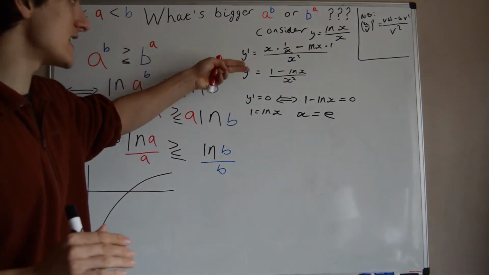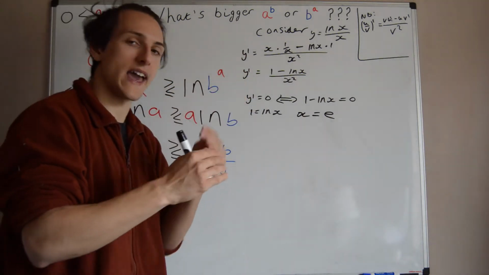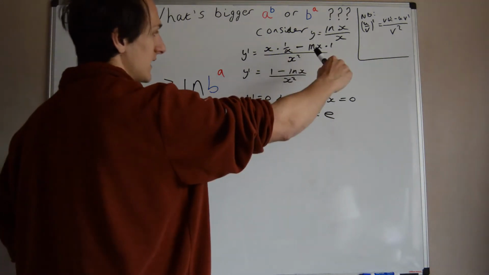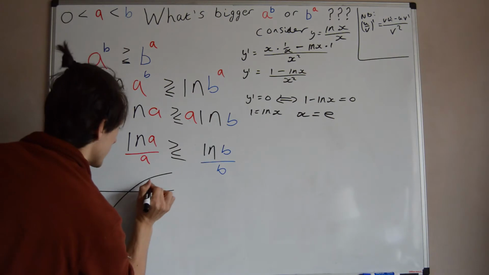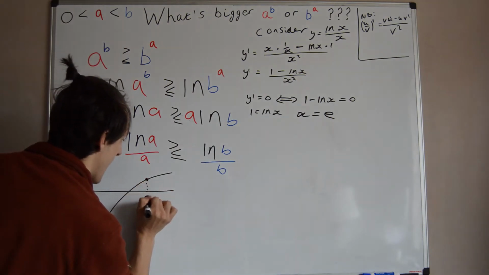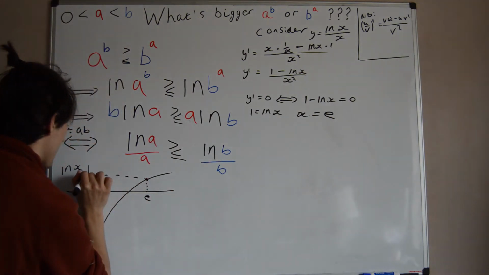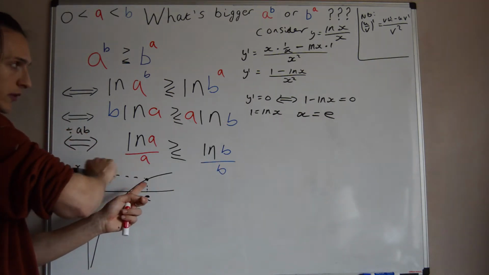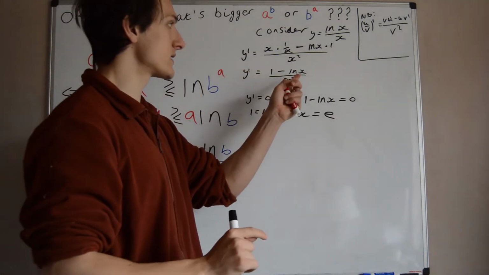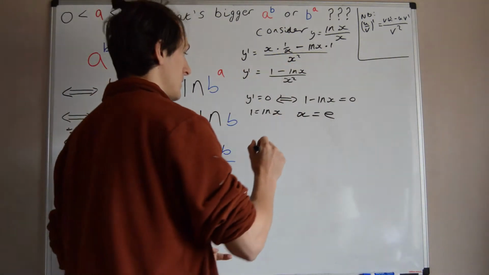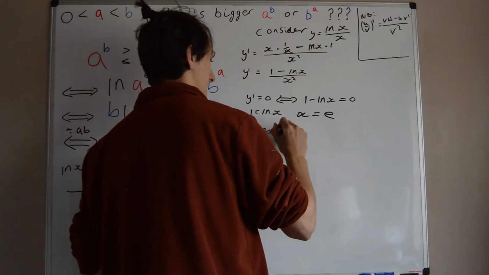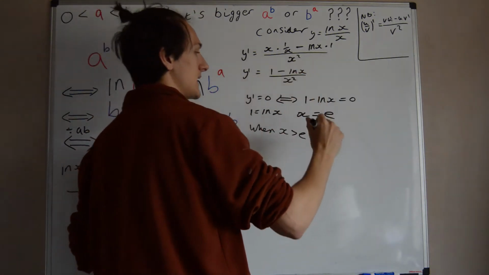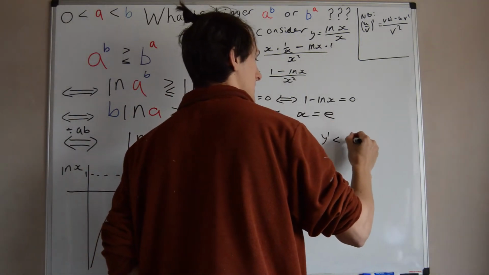Let's consider the nature of the derivative when x is bigger than e and when x is less than e. So when x is bigger than e, the natural logarithm of x, so e is here for example, and here's 1, is bigger than 1. So we have 1 minus something that's bigger than 1. So when x is greater than e, it's clear that this thing is going to be negative, so y dash is less than 0.